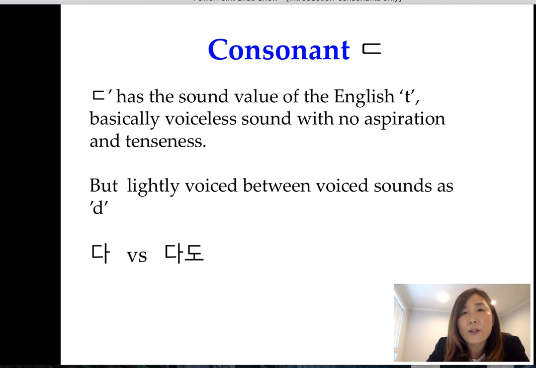T has the sound value of the English T, basically a voiceless sound with no aspiration and tenseness, but lightly voiced between voiced sounds. The sound T in the single word ta is a voiceless soft sound with no aspiration. But the sound T in the second syllable in ta-do is a slightly voiced sound. Repeat after me. Ta, ta, ta.